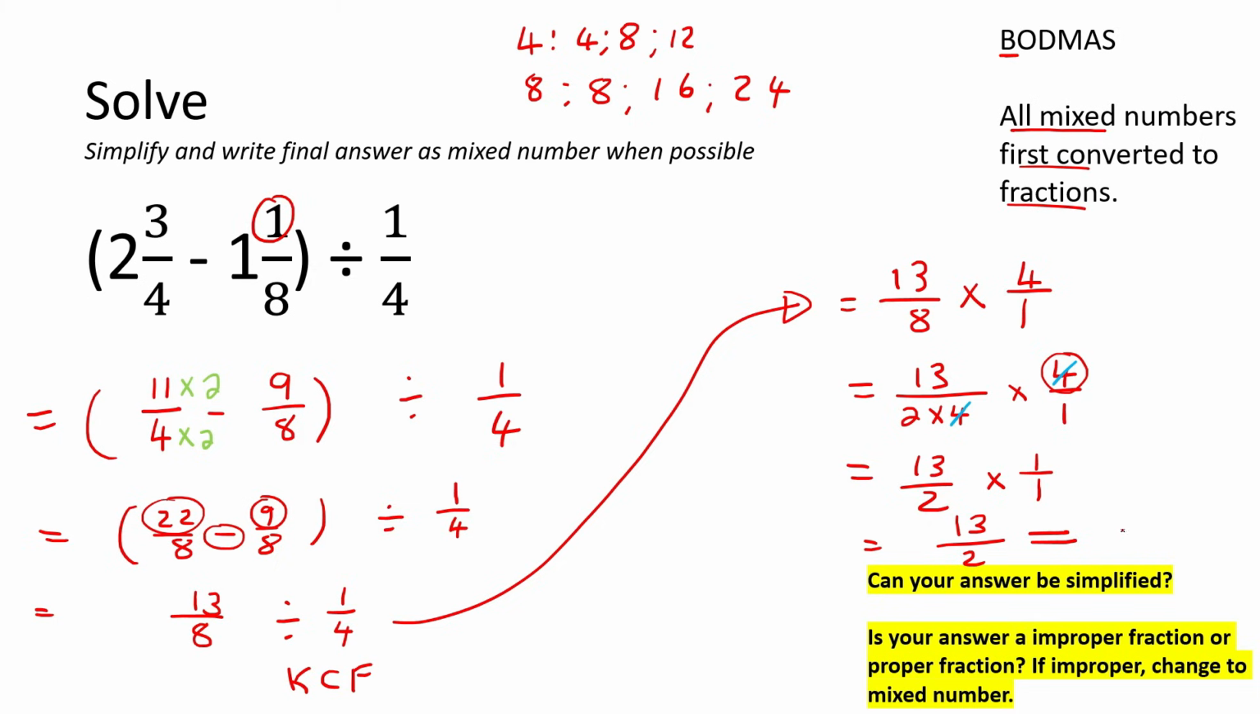Well, we know that the number is going to be over 2. So how many times can 2 go into 13? That's 6 times, right? And then 6 times 2 is 12, and so there's still 1 remaining. And so the answer will be 6 and 1 over 2.